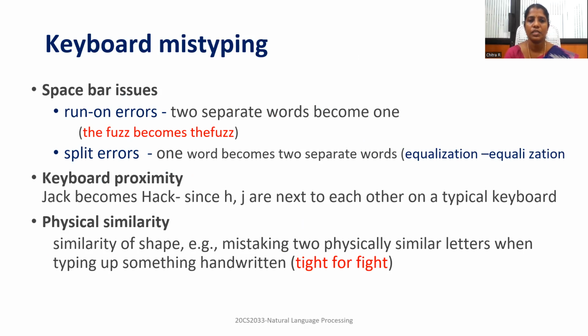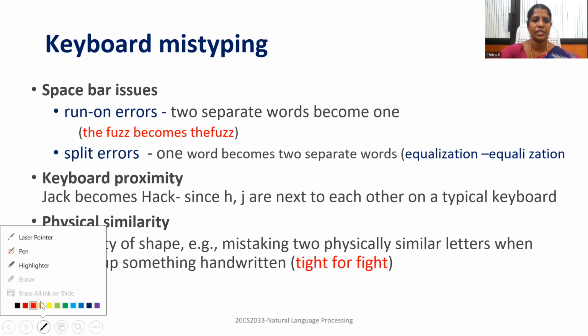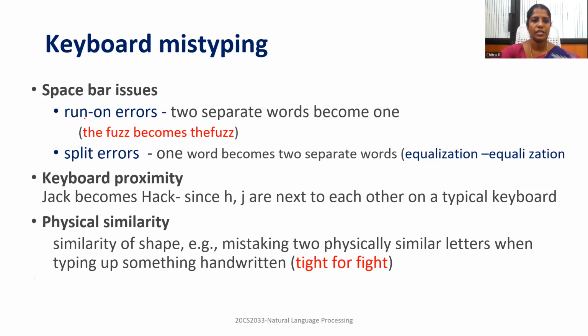The first one is called run-on errors. Run-on errors mean we miss the space so that two separate words become one. For example, consider the fuss. Instead of writing the first, you can write it as a single word. So this is a possibility of error. Similarly, the next one is the split error. Split error means there is no need for a space, but unfortunately, you enter a space within a single word.